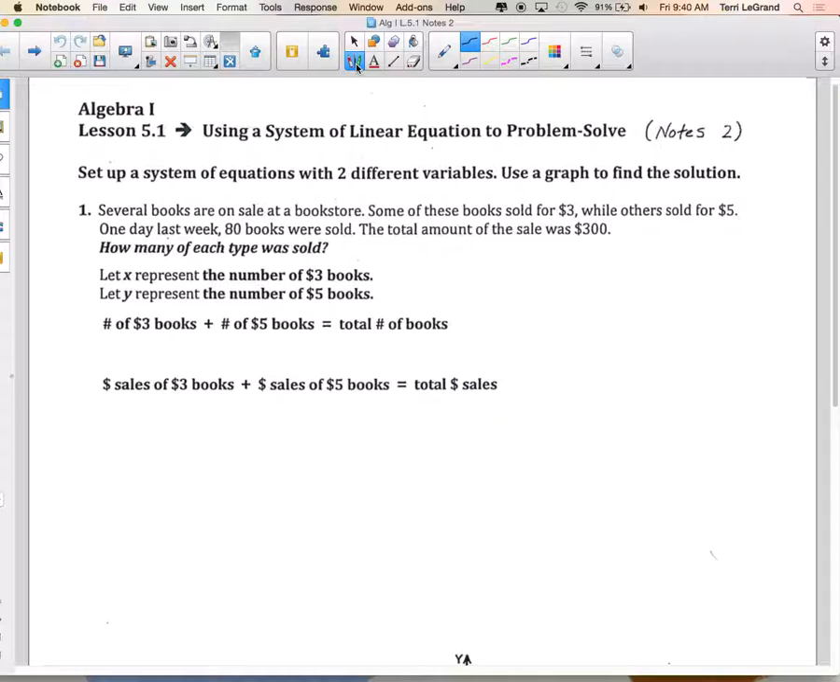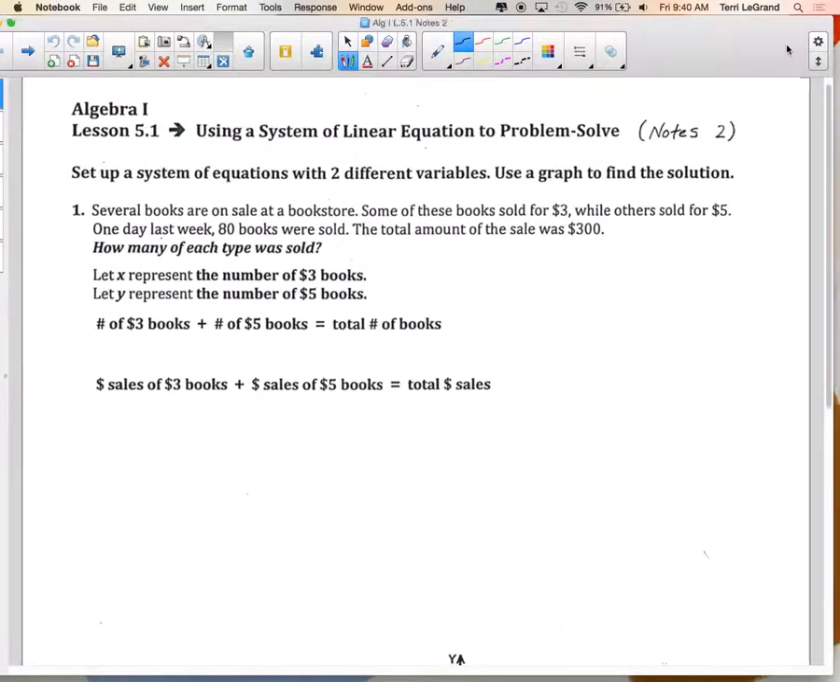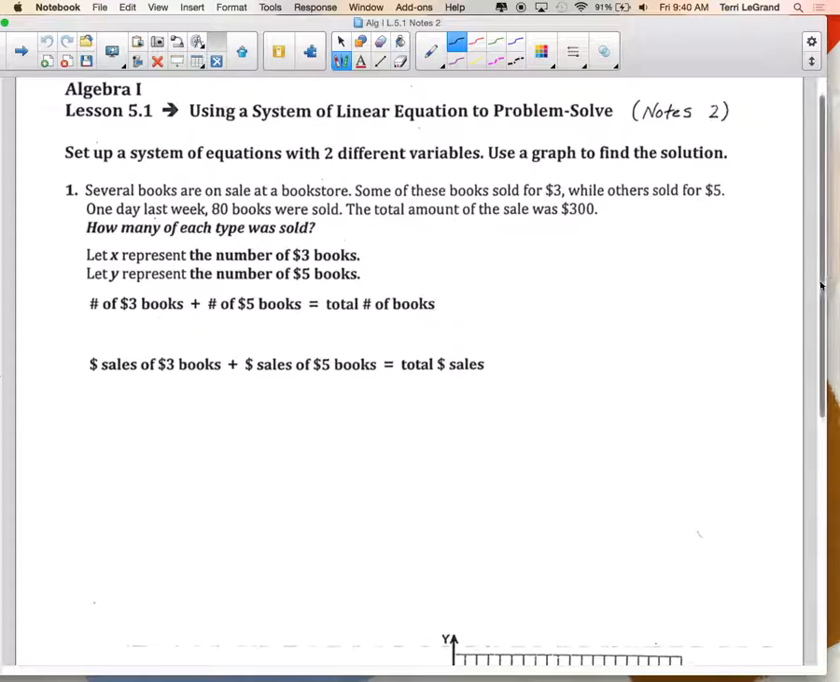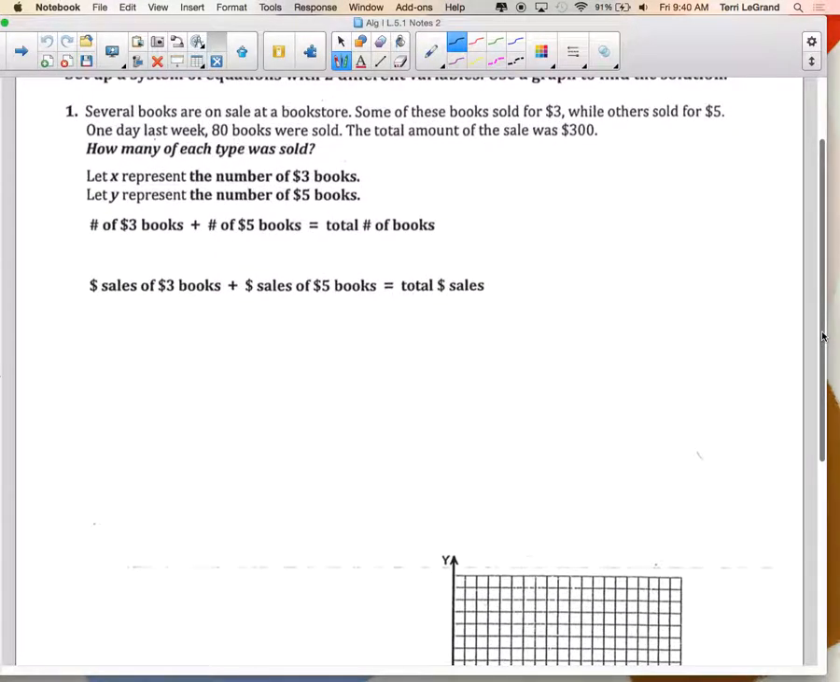So it says set up a system of equations with two different variables, use a graph to find the solution. So here's our first of two problems that we're going to do together. Several books are on sale at a bookstore. Some of the books sold for $3. Others sold for how much, AJ? $5. One day last week, 80 books were sold. The total amount of the sale was $300. How many of each type was sold?